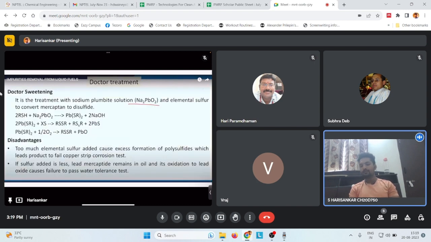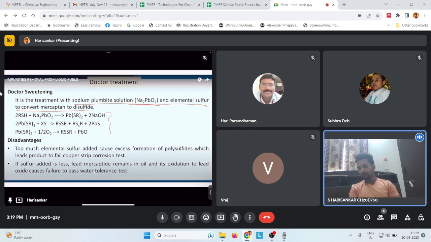Then the next treatment would be the doctor treatment, where we would use sodium plumbate solution. In the caustic treatment, we were using NaOH, and here we'll be using Na2PbO2, which is sodium plumbate solution, and elemental sulfur to remove the mercaptans in the form of disulfides. So these are just some of the reactions that are present during the doctor treatment.